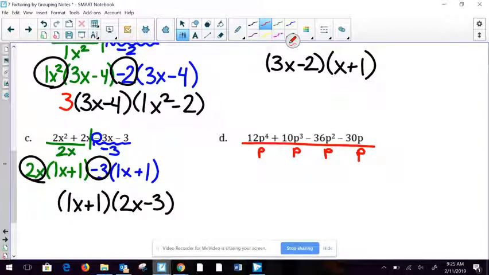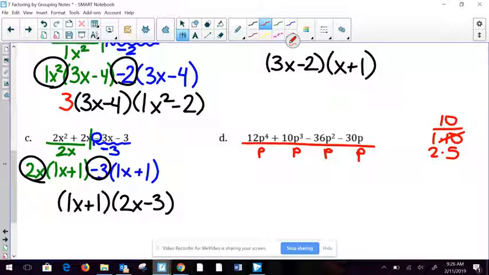Now I'm going to look at my numbers. Okay, I have a 12, a 10, a 36, and a 30. What is the smallest number written up there? Right, a 10. So if I think about my factors of 10, 1 times 10, 2 times 5. I'm going to start with my highest number, 10. Can I divide 30 by 10? Yep, okay. Can I divide 36 by 10? Oh, no, I can't. So 10 is not my GCF.